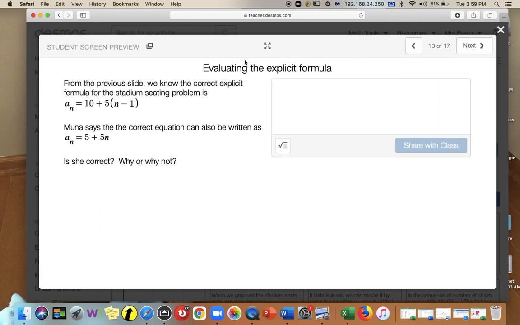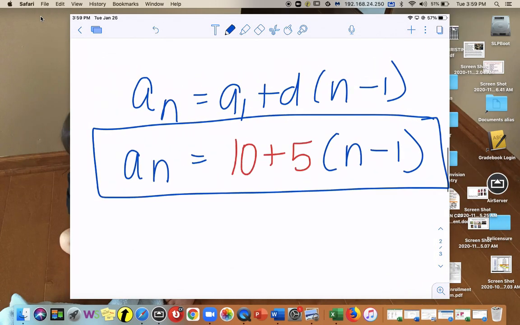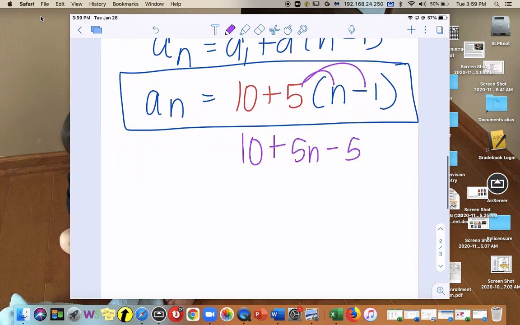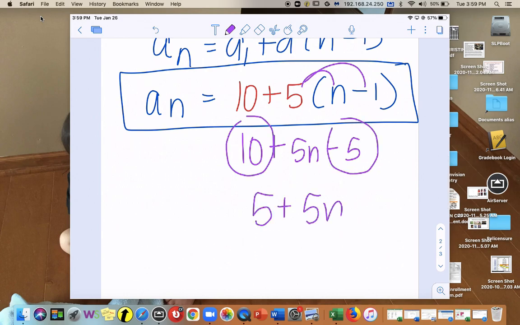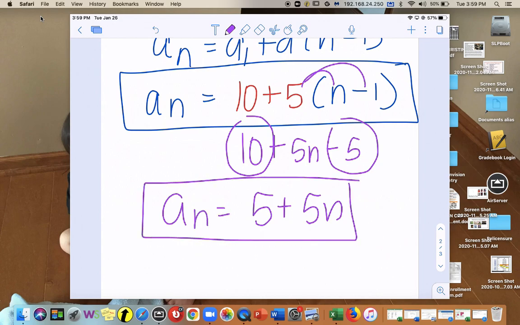From the previous slide, we know, okay, so that was the correct formula. Muna says the correct equation can also be written as this. Is she correct? Why or why not? And let's take a look at simplifying this. So for simplifying, I can distribute the 5 here, and I have 10 plus 5n minus 5, and we'll combine like terms here. 10 minus 5 is 5. So take a look. Muna is correct because if she were to simplify that and combine like terms, we get 5 plus 5n.